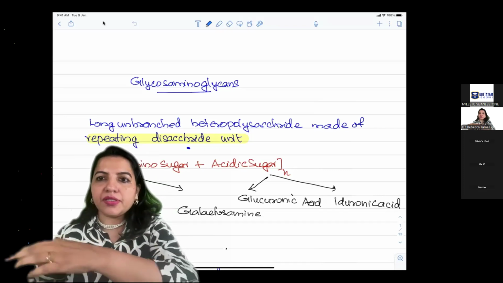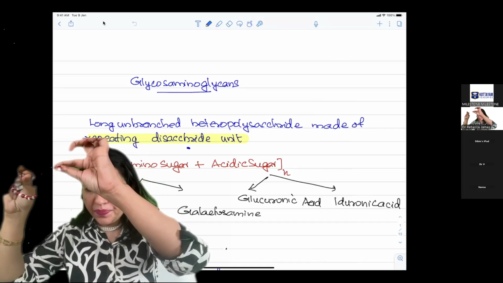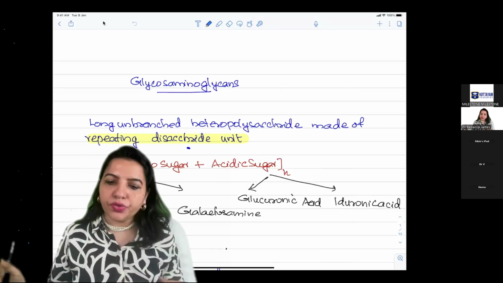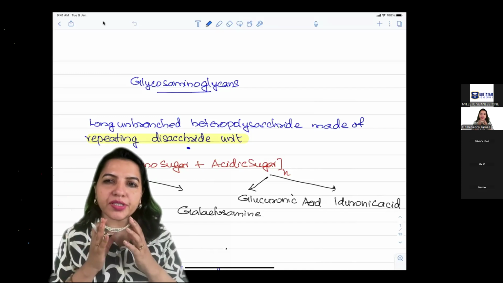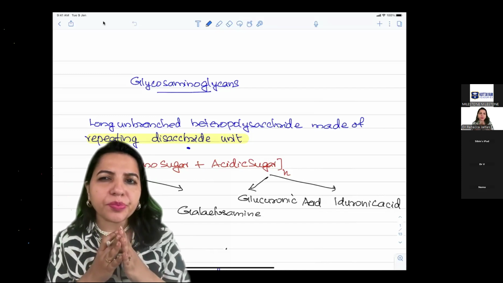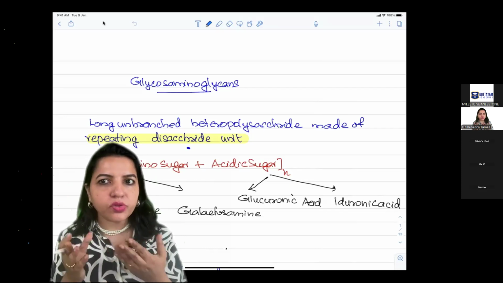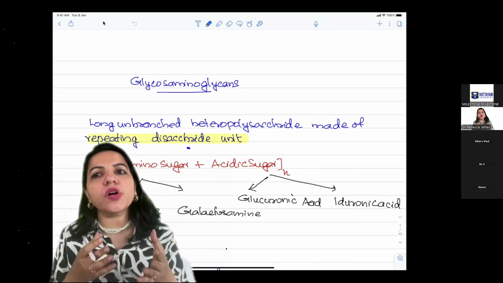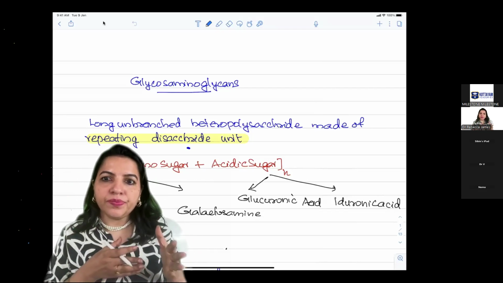There are no branches here. It is unbranched, okay, with a repeating disaccharide unit. So what is this disaccharide unit? One unit is an amino sugar. Amino sugar means you have heard about glucose, galactose, etc. When it is combined with an amino group, we call it galactosamine, glucosamine, etc. So that is an amino sugar.